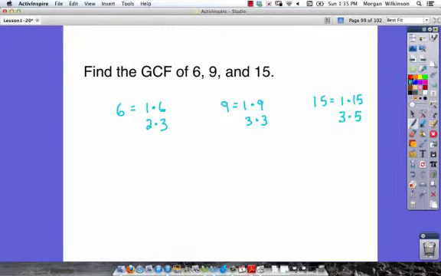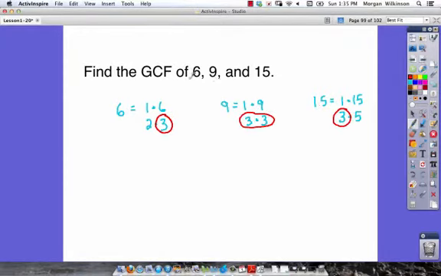So what we need to do now is figure out what is the biggest number that they have in common, the greatest common factor. Well, we see they all have a 1. They all have a 3. And if you look, the 9 doesn't have a 6 as a factor. The 15 doesn't have a 6 as a factor. If we look back, there's a 5 here, but no 5 in the 9 or the 6 list. So 3 must be our answer. 3 is our greatest common factor.